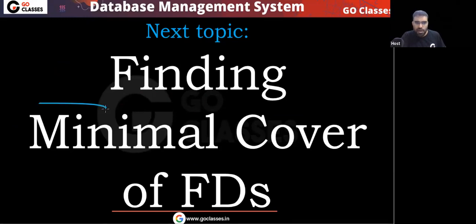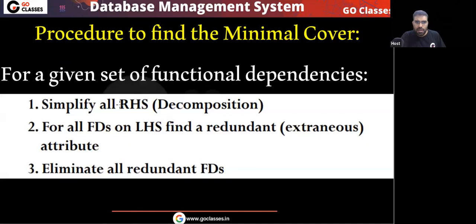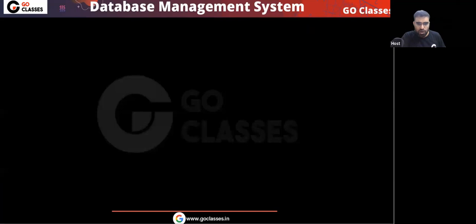If you want to find the minimal cover, what will we do? First, we will simplify the RHS, which means on the RHS you have a single attribute. Then we will remove the extraneous attributes from the LHS. Then we will remove all the redundant FDs. So remember what we will do.